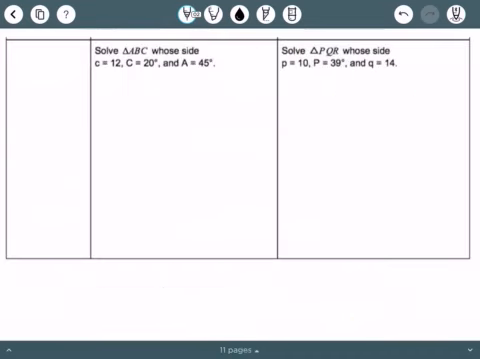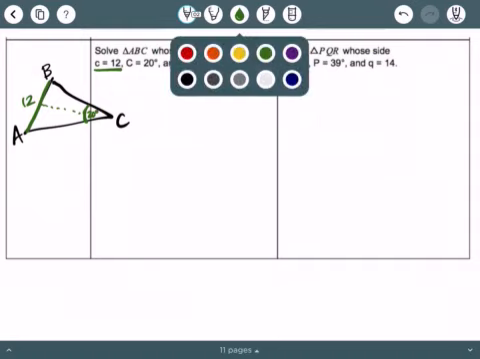So on the next one, it doesn't give us a triangle this time, so I'm going to go ahead and draw my triangle. A, B, C, A, B, and C. And it tells me some information. So I see here that c equals 12. That's a little c, so I know it's a side. So I'm going to go across from C and put a 12 over here. This side is 12. And then it says C equals 20 degrees.